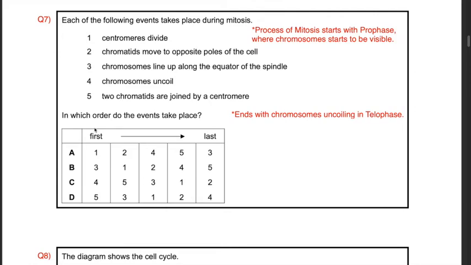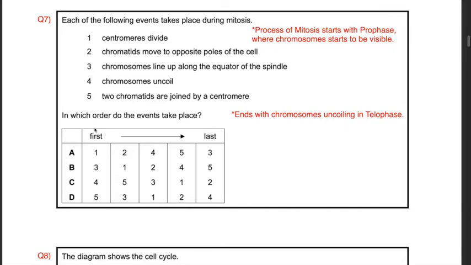Let's go through the sequence of events for answer D. First, it starts with 2 chromatids are joined by a centromere. Yes, that is correct, because at the start we are able to see the chromosomes because they are visible. And if you look at a chromosome, one chromosome has 2 chromatids joined by a centromere. Therefore, yes, 2 chromatids are joined by a centromere is first, followed by chromosomes line up along the equator of the spindle.